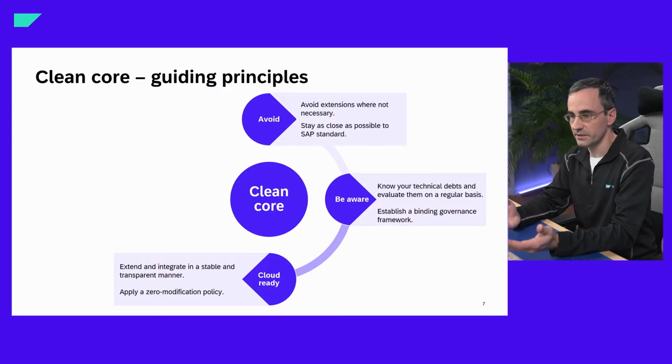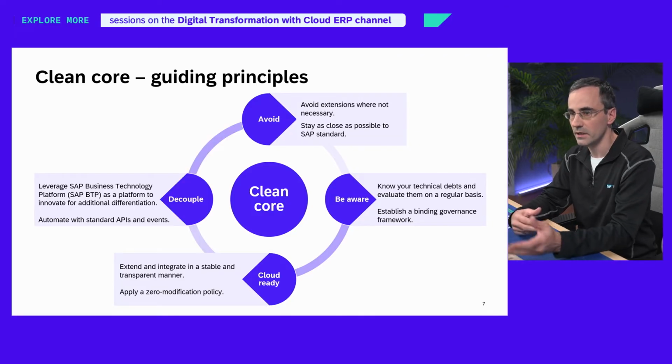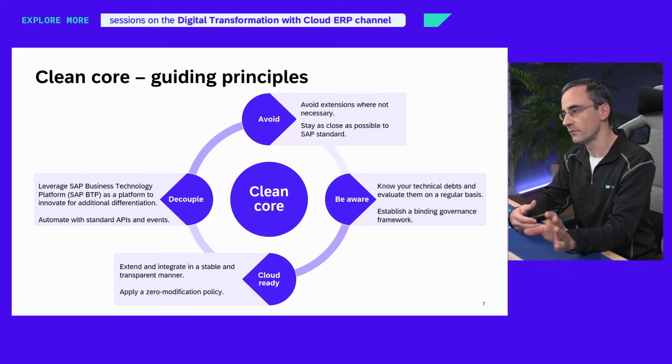Also be cloud ready: do extensions in a way that, even if your system is on-premise today, you are ready later on to move parts of the functionality to cloud and integrate with cloud applications, building everything in a cloud-compliant way already. And talking about cloud, also for extensibility and additional functionality, leverage the SAP Business Technology Platform for further innovations and extensions. So these are the 4 Clean Core guiding principles.